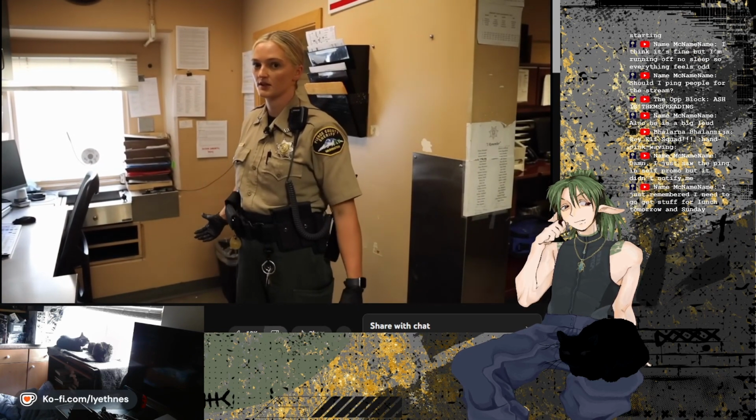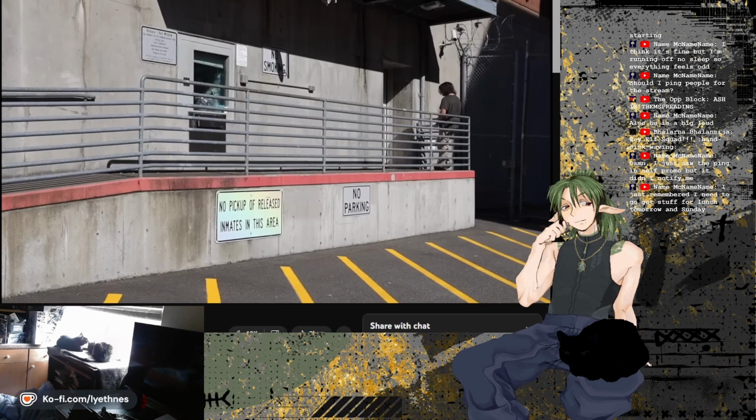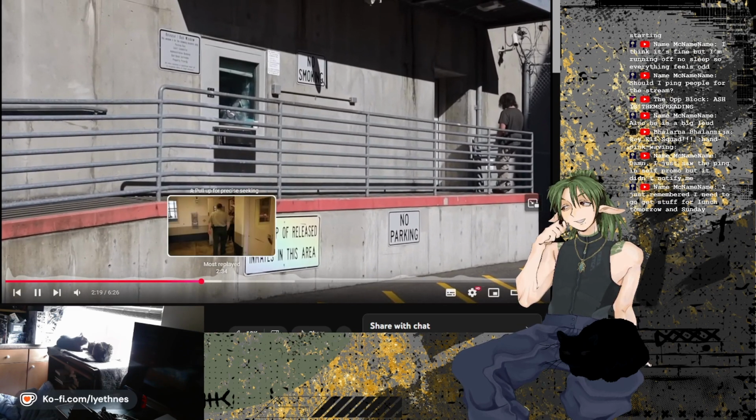This is the release office. Right here is the release window. Some individuals that would come here are people that are turning themselves in.